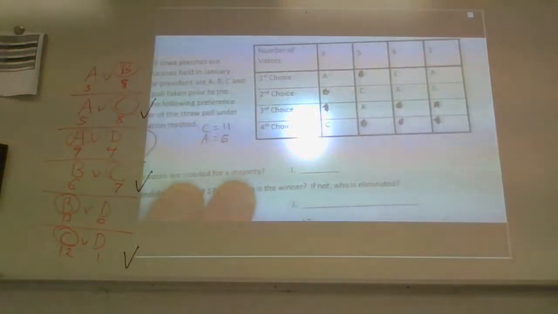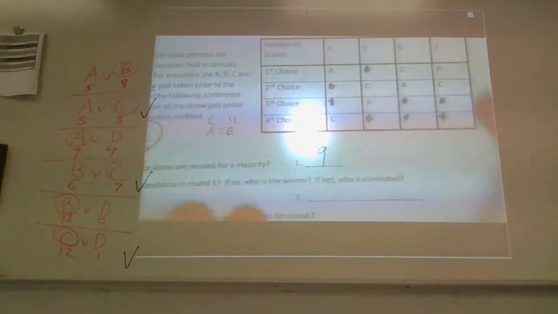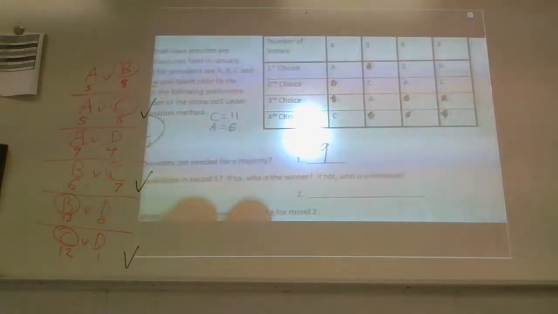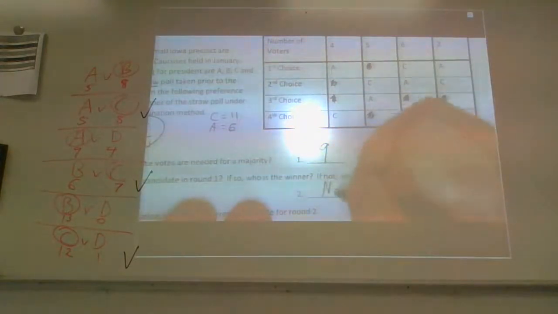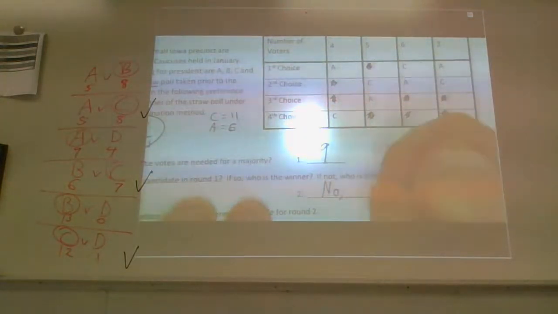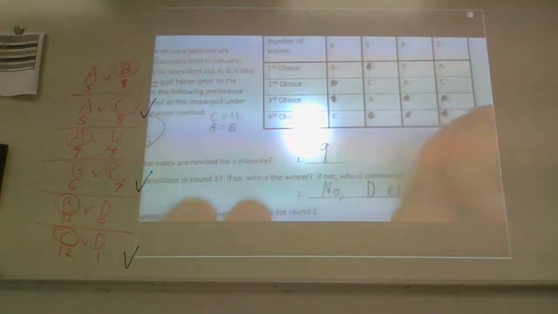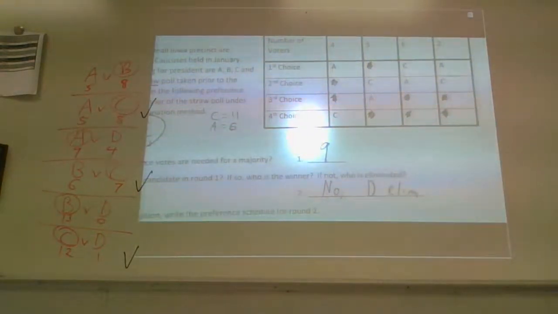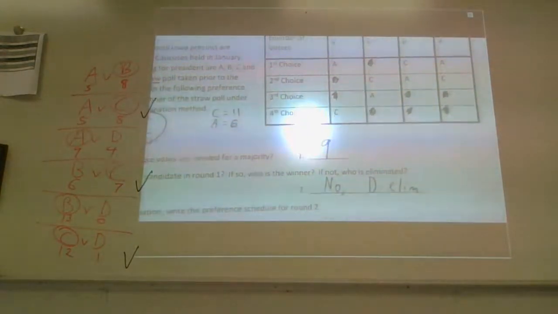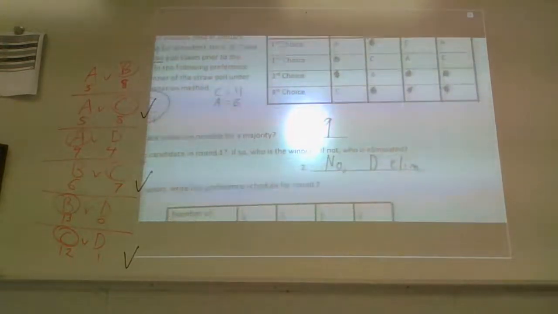How many first place votes are needed for a majority? We talked about that. There should be 9 for a majority here because there are 17 votes. If you have 8, then you could still lose. Is there a majority candidate in round 1? No. If not, who was eliminated? Round 1, D was eliminated.